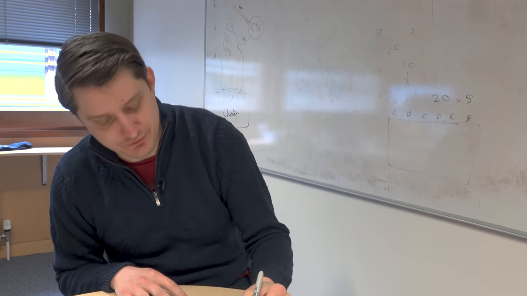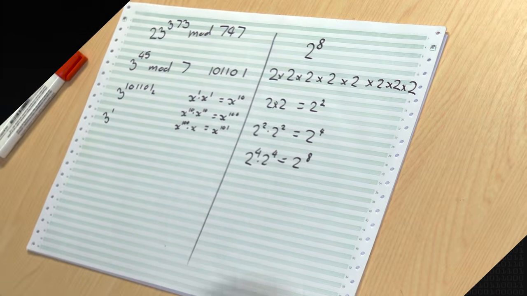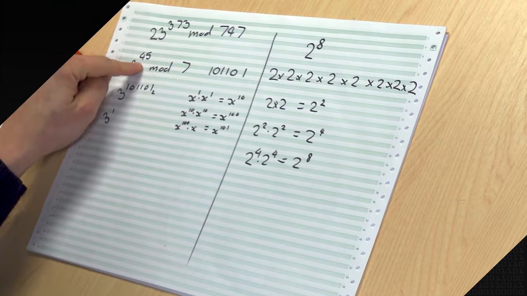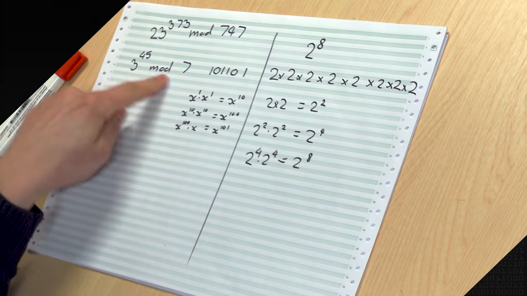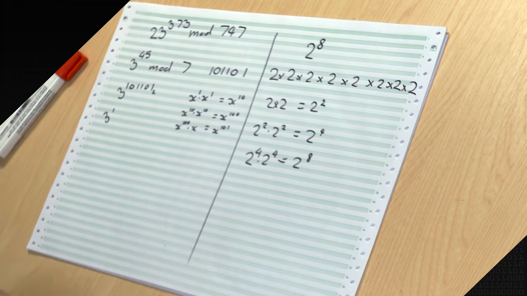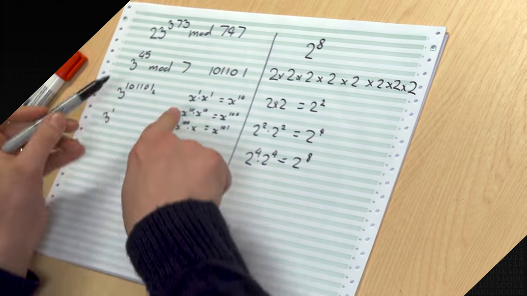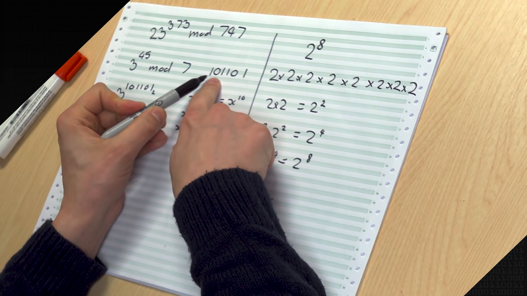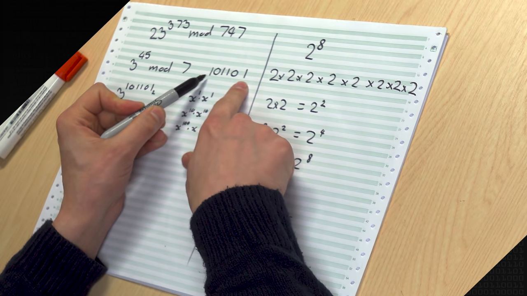So let's start with 3 to the 1, right, which is 3. And what we want to do is now do 3 to the 45 mod 7. Now I'm not going to calculate the actual values for a minute, we can fill them in a moment. So the first thing we want to do is go from 1 to 10. We're going from left to right in this particular version of the algorithm.